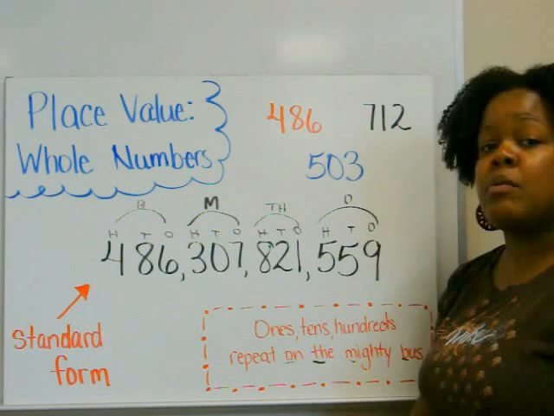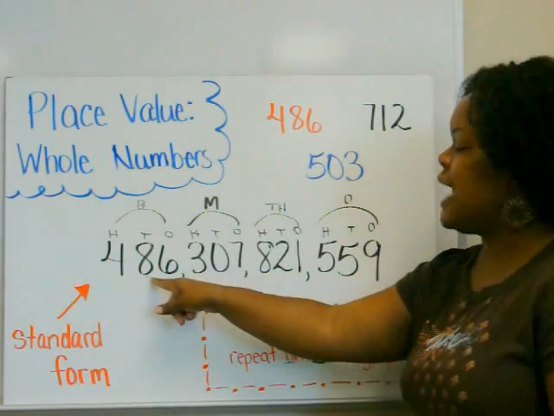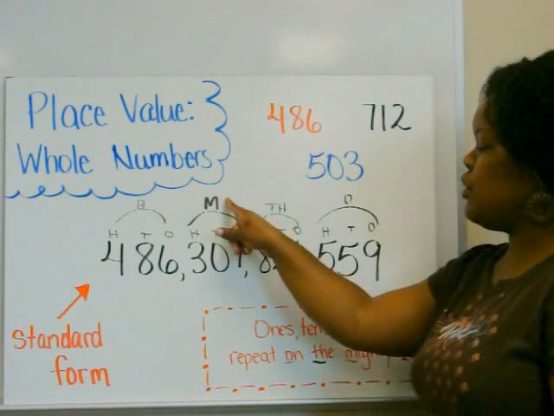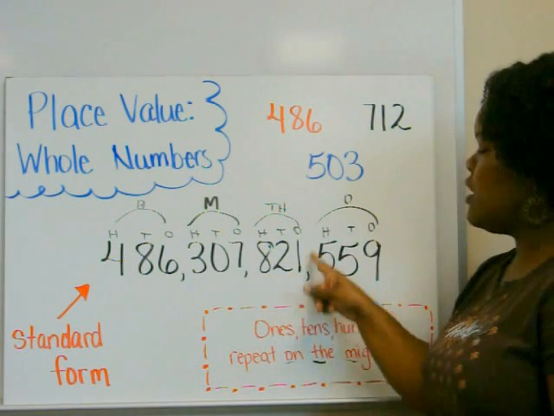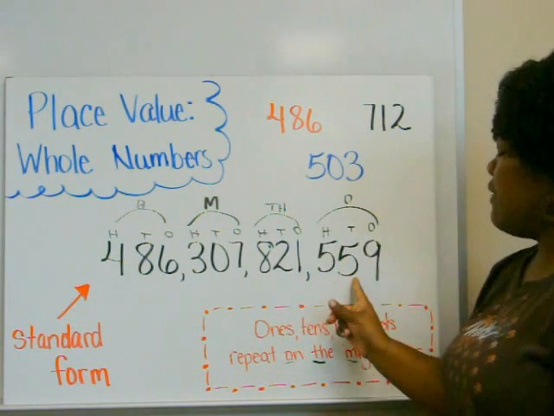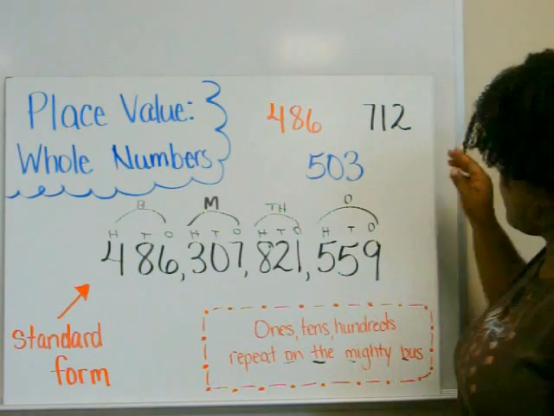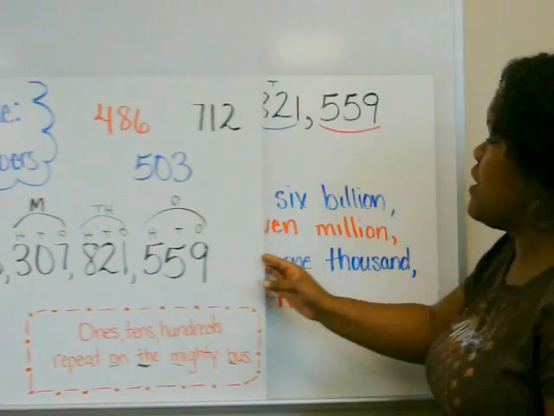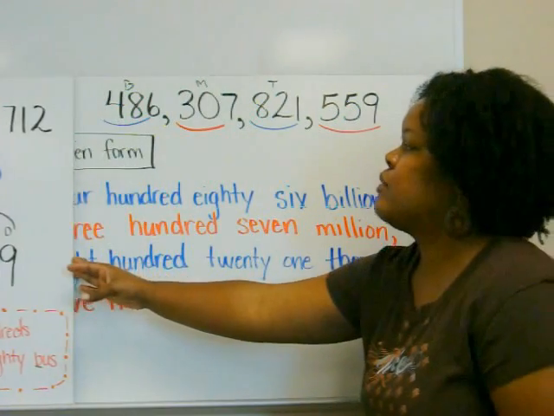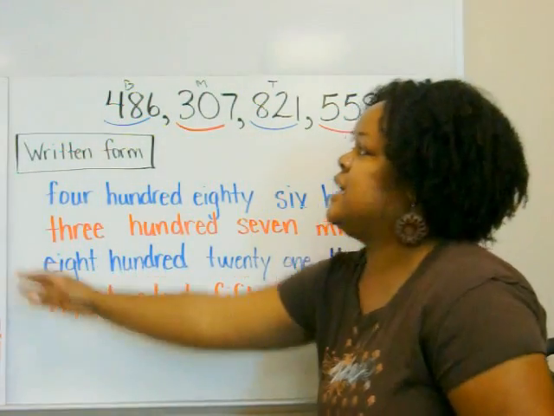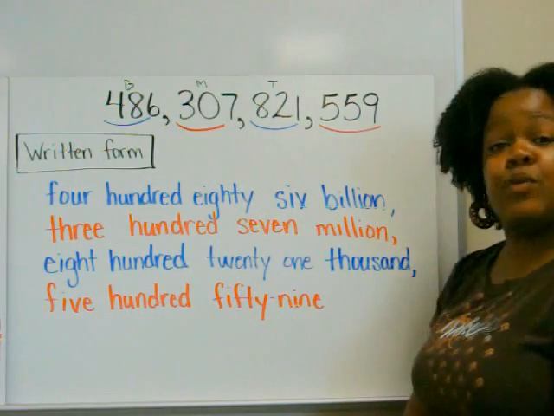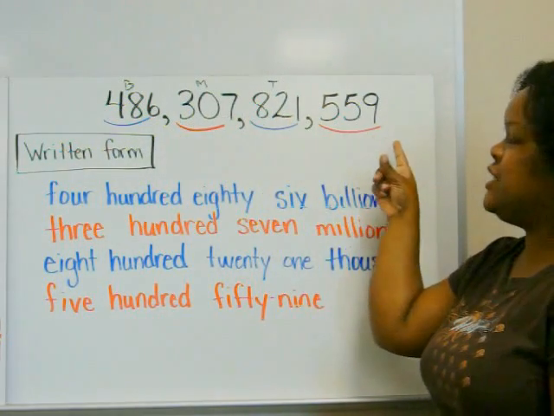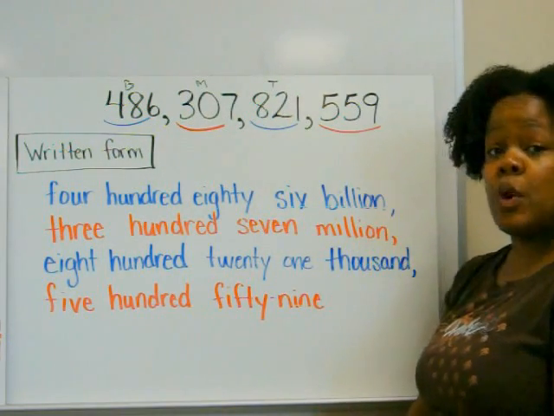So let's try reading it one more time. 486 billion, 307 million, 821,559. If you could read it in standard form, then written form should be no problem. Written form is the number written out in words. Knowing the place value of each digit will help you with writing it out in words.